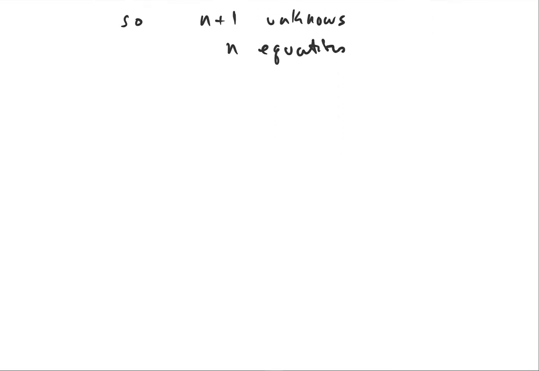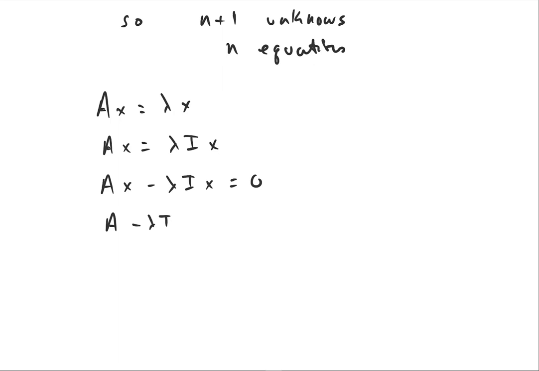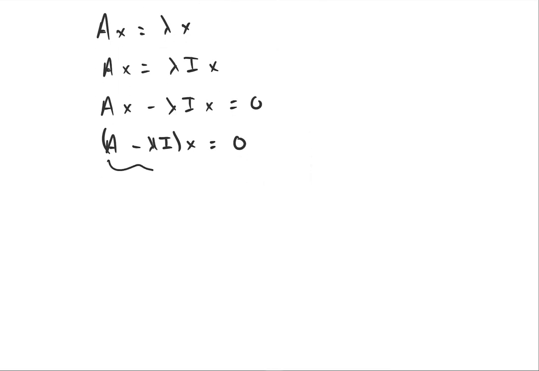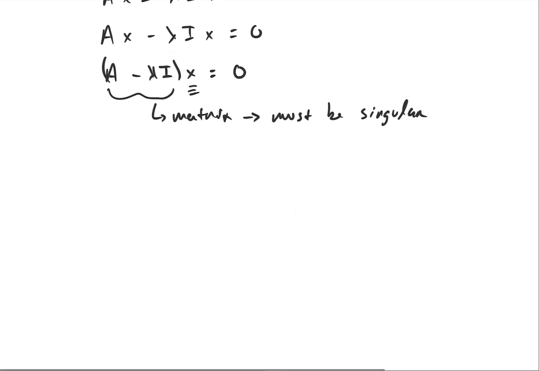However, if we take the equation Ax equal to lambda x, and I'm going to, without really changing the equation, insert an identity matrix here, and then I can move the right-hand side to the left-hand side. And now I can factor out the x. And then if we look at this equation, what we have here, this is a matrix. And if we assume that there are eigenvectors, that is that there are x's that are non-zero, then this matrix must be singular. Since this matrix is singular, its determinant must be zero.